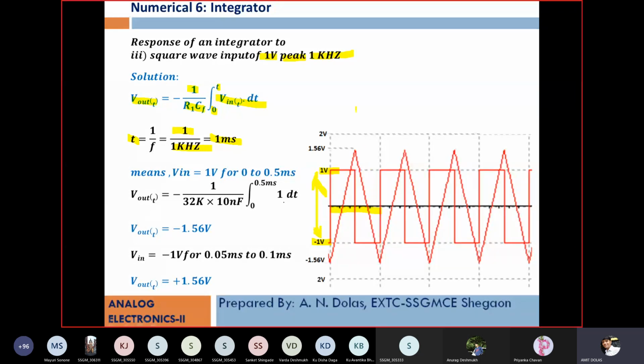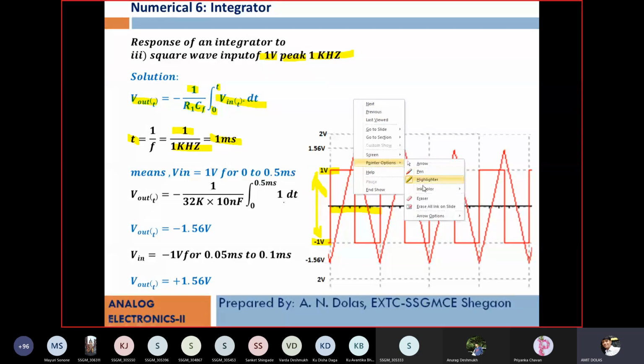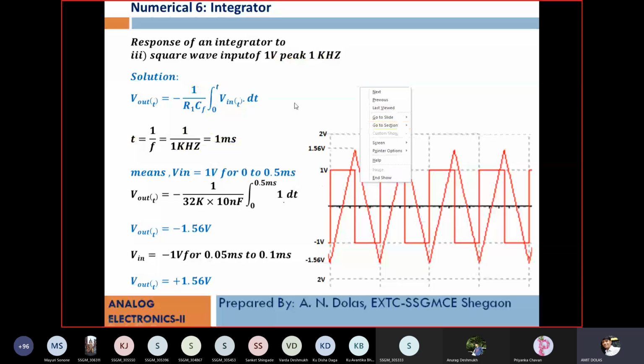So you can see here, I'll erase all ink first. You can see the step input of 1 volt is applied for only half of the period, meaning V in 1 volt is for 0 to 0.5 millisecond. So the limit will be 0 to 0.5 millisecond. You have to decide this, else your answer may be wrong.